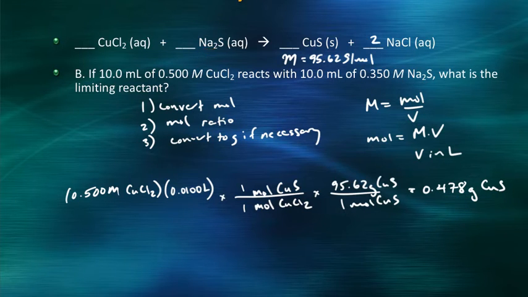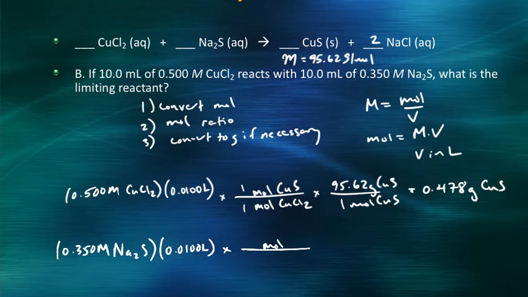Let's do it again, but this time for the Na2S. It's going to look very similar in terms of setup. We're going to take our initial molarity, 0.350 molar, right from the problem, Na2S, and multiply times that volume in liters, which is also 0.0100 liters. We're going to set up our mole ratio. We're looking for moles of CuS as well. We started with moles of Na2S, still a 1-to-1 ratio, and then we multiply times the molar mass of CuS, which is 95.62.